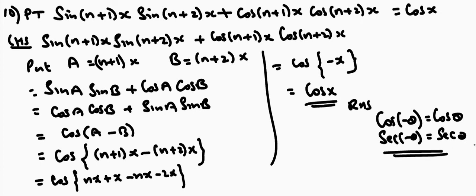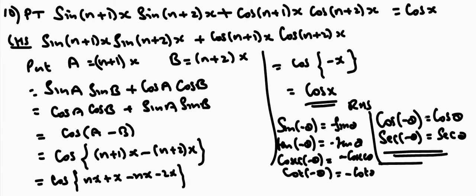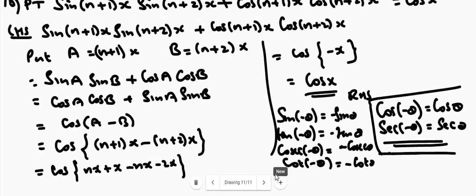All of the t ratios are negative. If it is sin of minus theta, we write minus sin theta, tan of minus theta is minus tan theta. In the same way, cosec of minus theta, we get minus cosec theta, and cot of minus theta, we get minus cot theta. Only cos and sec are positive, since cos and sec are positive in the fourth quadrant. Okay. The next problem is question number 11.